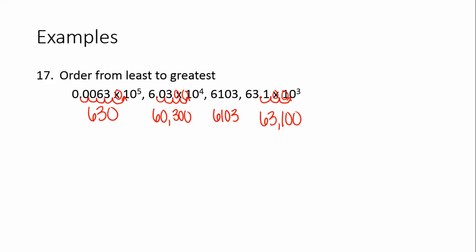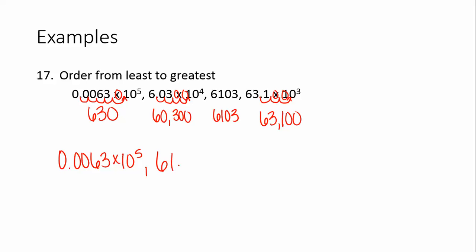But what we also want to remember is that when we're ordering from least to greatest, we do want to write the numbers in the way that they appeared in the problem. So I'm not going to write 630. I'm going to write 0.0063 times 10 to the 5th. That's the least, that's the smallest number.